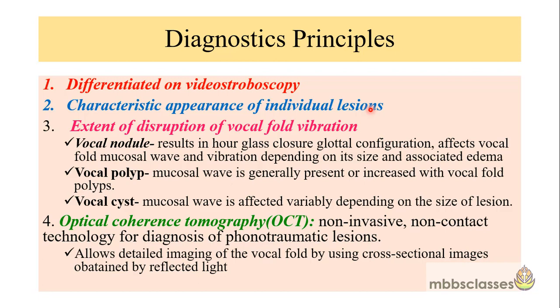And again, vocal cysts are not very common lesions. They appear as yellow masses. So when we are doing the laryngoscopic examination, the differentiation can be made at that time. Then we have to see the extent of disruption of the vocal cord vibration. What happens in case of vocal nodule? It results in an hourglass closure glottal configuration, and it affects the vocal fold mucosal wave and vibration. Again, it depends on the size of the nodule and the associated edema.